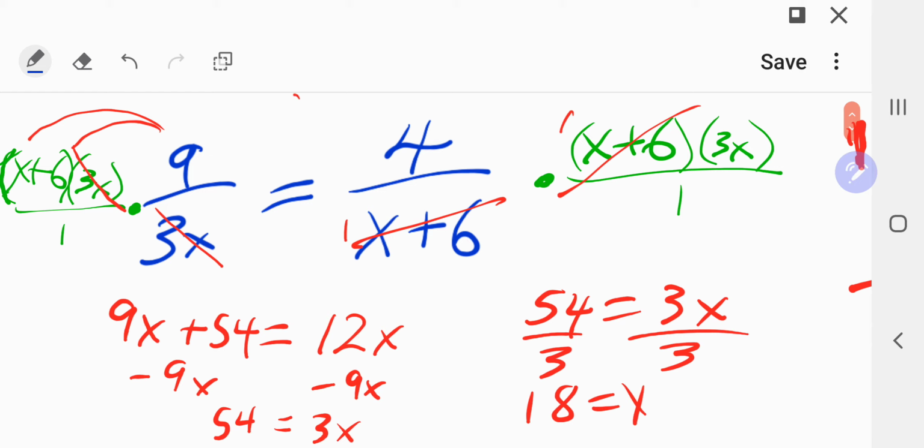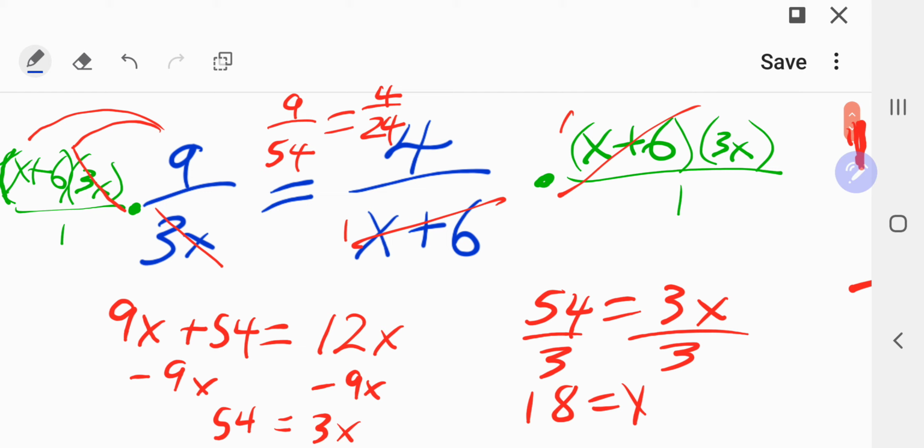Well, it would be 9 over 54 equals 4 over 24. Are those really the same? That can't be right. Did I do that right? Oh, they're both 1/6. Oh, okay. It does work. Ta-da!